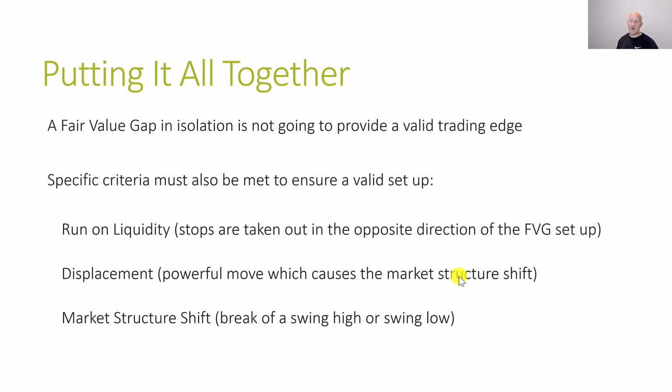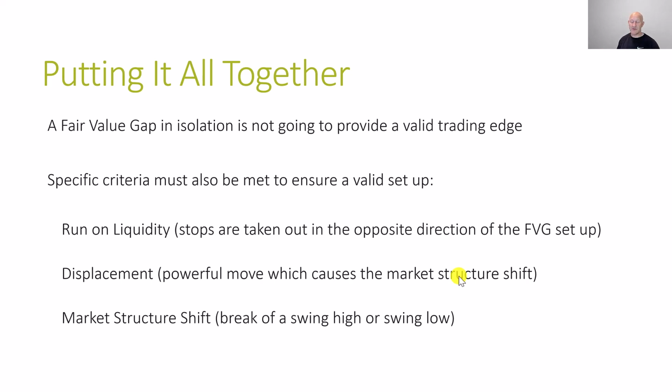The second thing we're looking for is a displacement. So when we have that fair value gap formed, we're generally going to see either the second candle or just the entirety of the fair value gap create a displacement. Now, the displacement just means a significant move in the direction of the fair value gap. So if it's bullish, it'll obviously be up, and if it's bearish, it will be down. And that move should be significant. It should really stand out on the chart. And the thing where this is helpful is this is going to create our market structure shift.